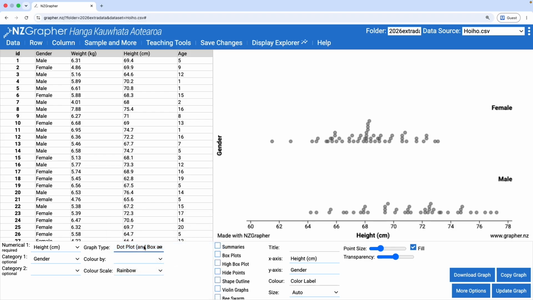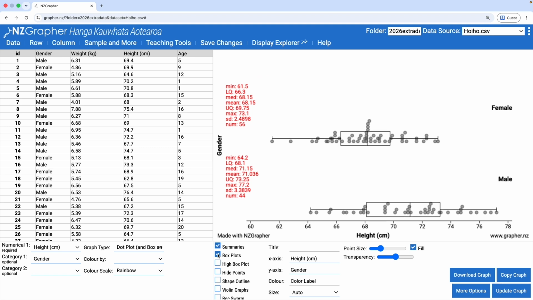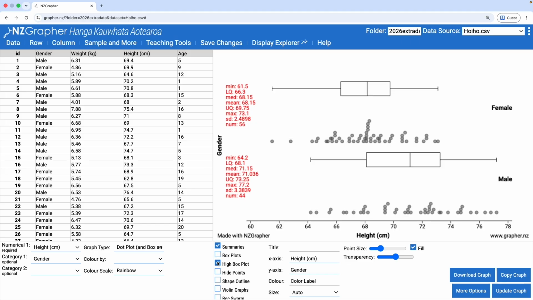That nicely segues into dot plots and box and whiskers. So we are looking at the height of the hoiho by gender, and we're going to have a look at some of the different options that we've got under the graph. So summaries shows your summaries. Box plots puts the box down the bottom. Different people prefer the boxes in different places, which is why there is the high box plots. Sometimes you don't want to see the points at all, so you can hide the points. Sometimes a shape outline is useful.